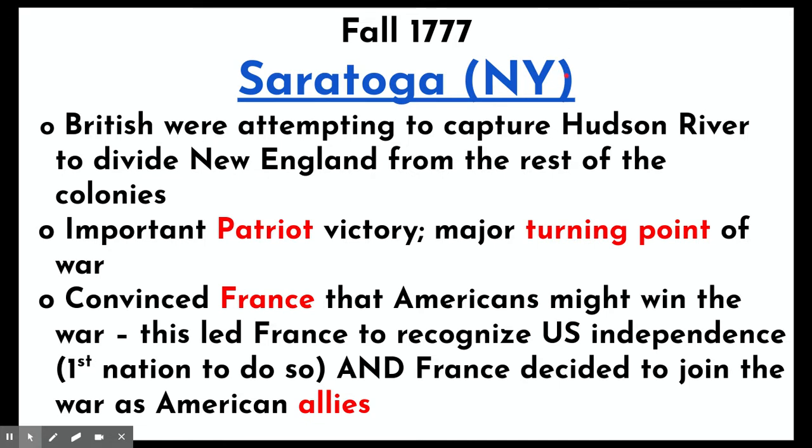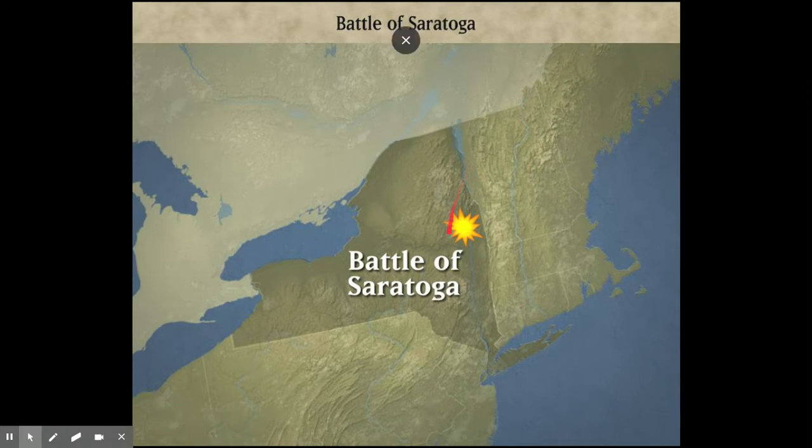Saratoga is, again, New York State. You probably know this is the Hudson River right here. Henry Hudson from Holland sailed up the Hudson River. This was originally part of the New Netherlands colony. Albany's in this area right here.